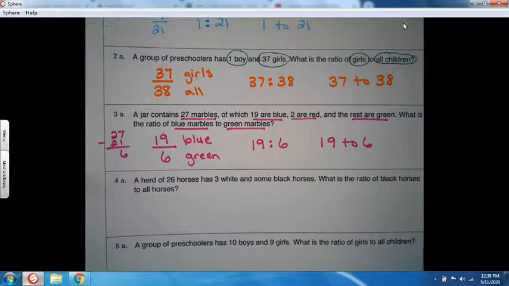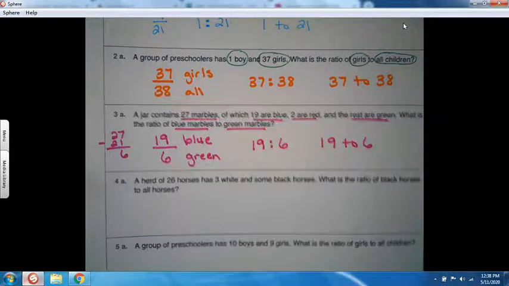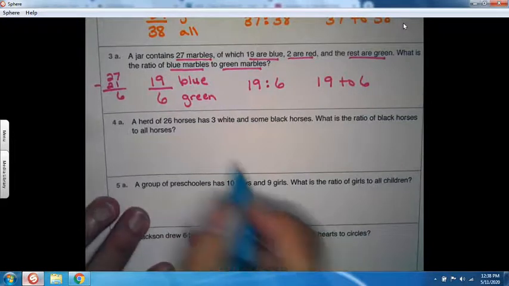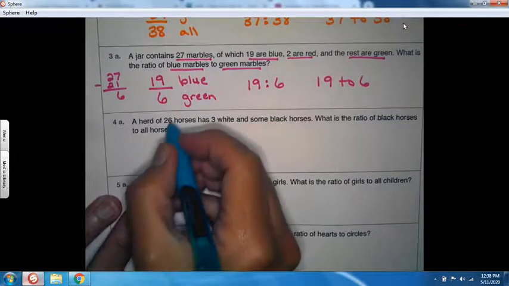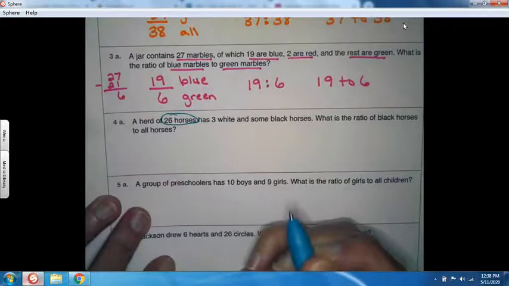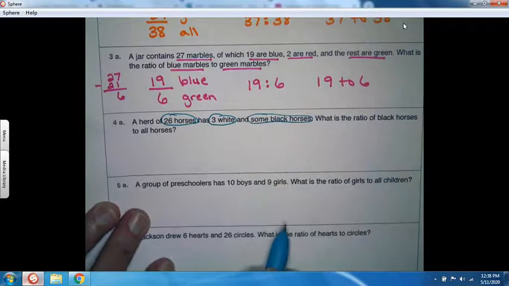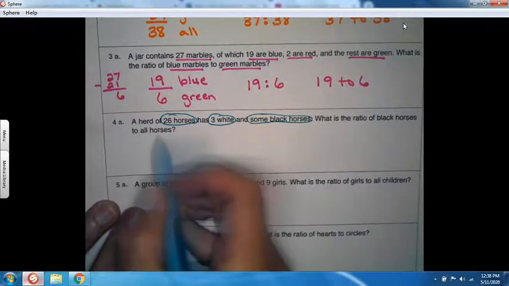All right, let's do number 4. Number 4 looks like, let me get a different color here. You guys know how I am with my colors. All right, a herd of 26 horses. So that's your total. Has 3 white and some black horses. What is the ratio of black horses to all horses?